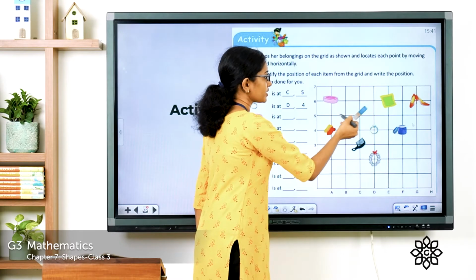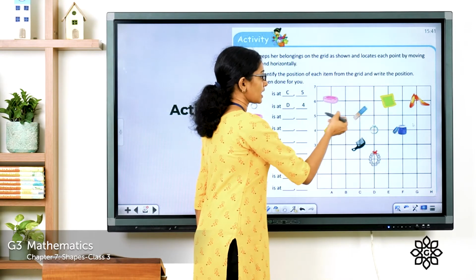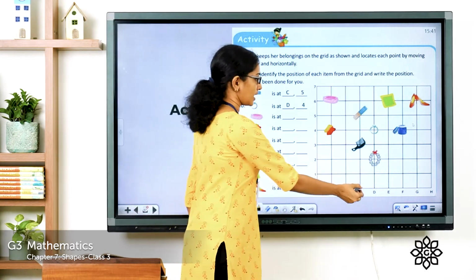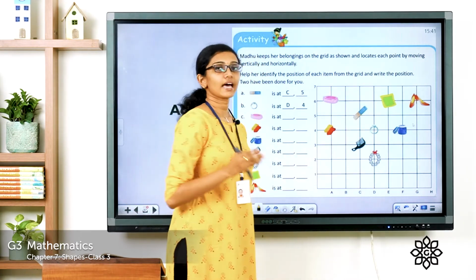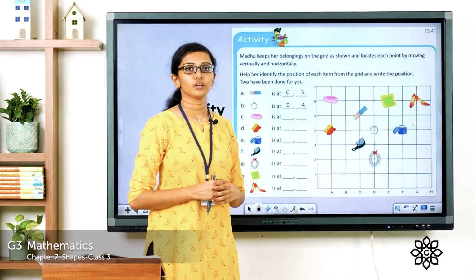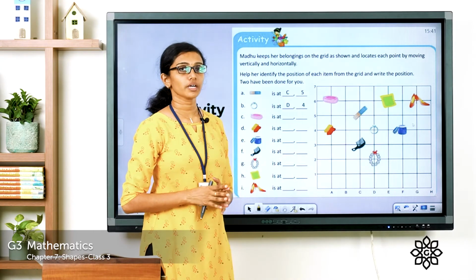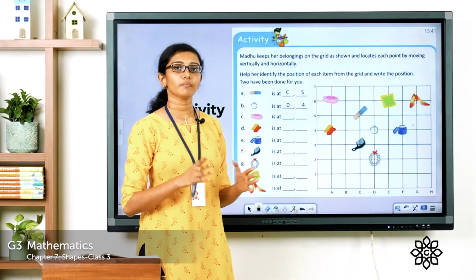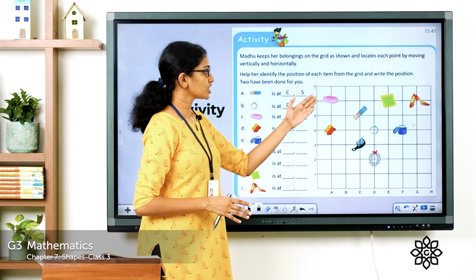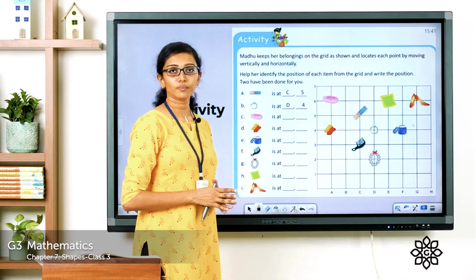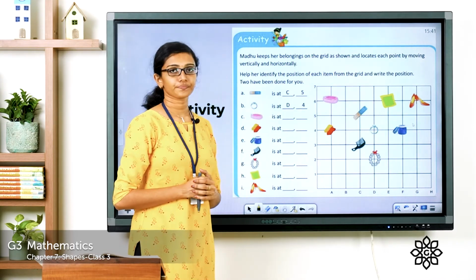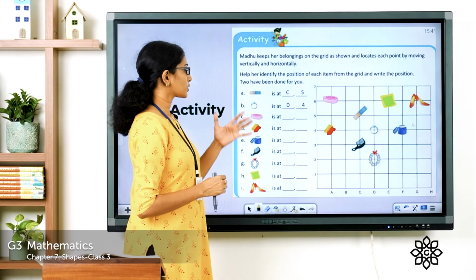There is a point where the points C and 5 meet, and the eraser is kept at that point corresponding to both C and 5. So each item or each belonging is at a position defined by a set of 2 points. Clear? And you can also see that these vertical and horizontal points are connected by using lines in this grid.